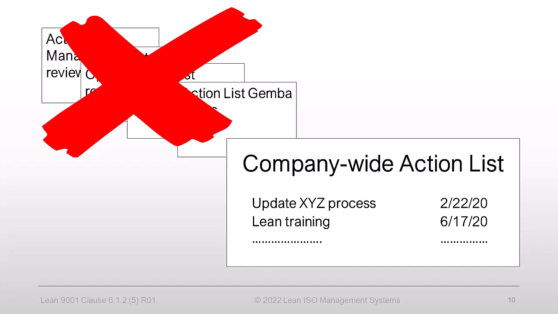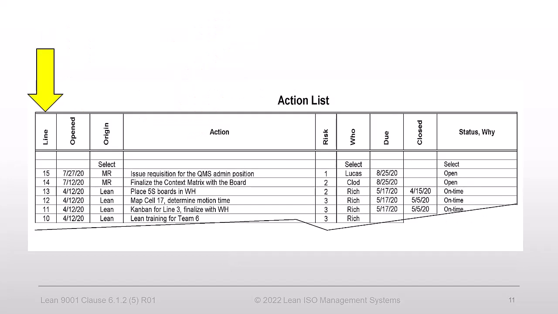We will use an Excel spreadsheet with the following columns. As in any log, it is helpful to have a line number for references, and this is our first feature. The next column is the date when we opened the action, followed by the group that originated the task. A simple drop-down Excel function can give you a selection of groups that initiated the action: management review, operational review, Gemba walk, internal audit opportunities, and others.